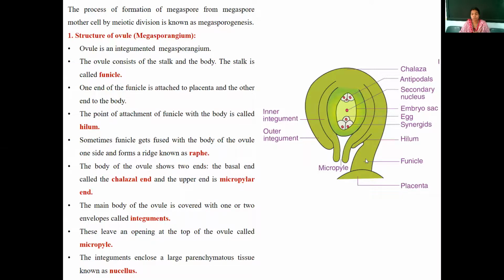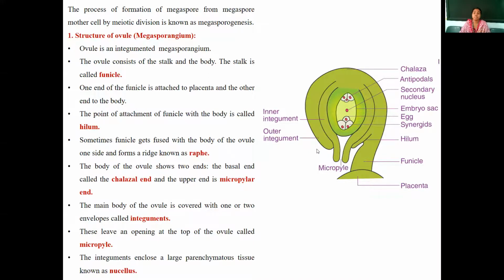The body of the ovule shows two ends. One is the micropylar end, where the entry of the pollen tube takes place. The other end is the chalazal end. The main body of the ovule is entirely covered by one or two integuments, nothing but layers of coverings, and they leave an opening called micropyle. Through this opening only, the pollen tube with the male nuclei enters for fertilization. The integument encloses a large parenchymatous tissue called nucellus. So this is the structure of ovule, which we call megasporangium.